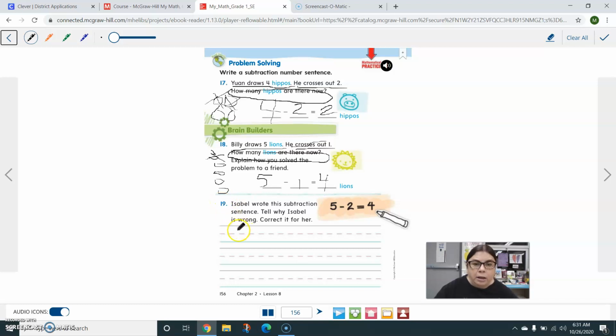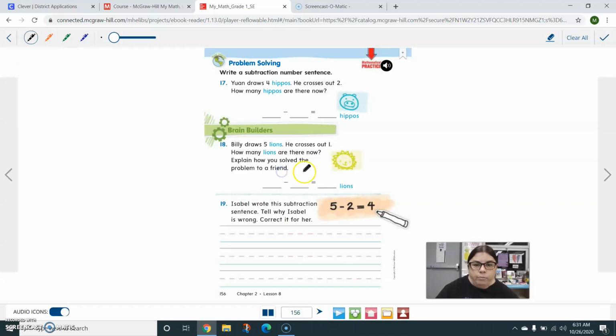Now, you did not have to do this, write your math problem, but I want to kind of go over it really quickly. It says, Isabel wrote this subtraction sentence, 5 minus 2 equals 4. Tell why Isabel is wrong. Okay, so 5 minus 2 equals what? 3, that's right. So she's wrong because 5 minus 2 equals 3. She subtracted wrong. She did not either count her counters correctly, she took too many fingers down, or not enough fingers down. Something went wrong, but we corrected her. 5 minus 2 equals 3.